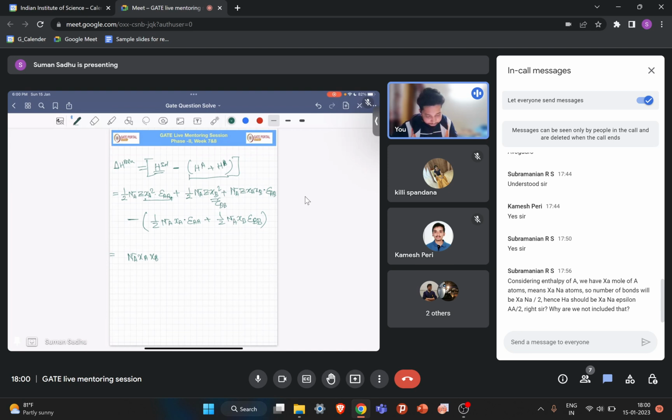And similarly for H of B. If we take this thing common, it will be Na Z XB. It will be Z into epsilon AB minus, plus, this part will be Z into XA by XB.